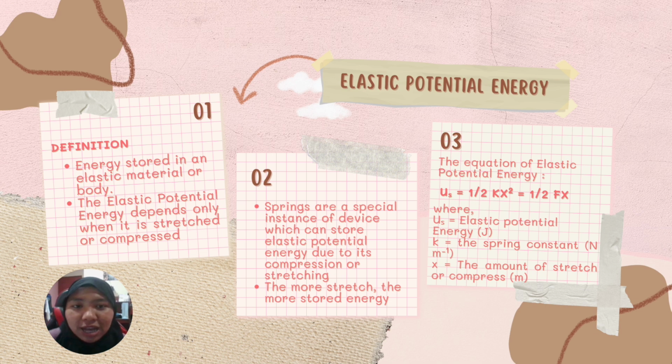The equation of elastic potential energy is Us equals 1 over 2 kx squared, which equals 1 over 2 Fx, where Us is the elastic potential energy in J, joule, k is the spring constant in N per m, and x is the amount of stretch or compression in m.